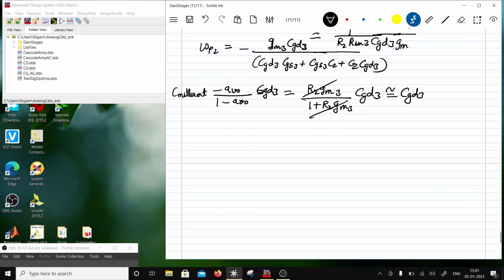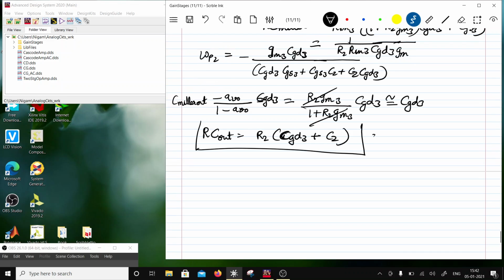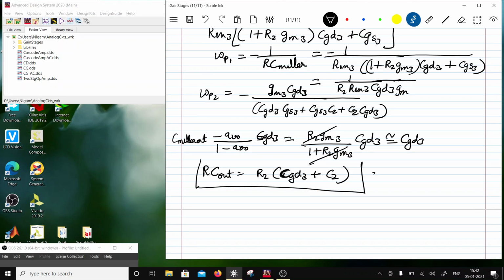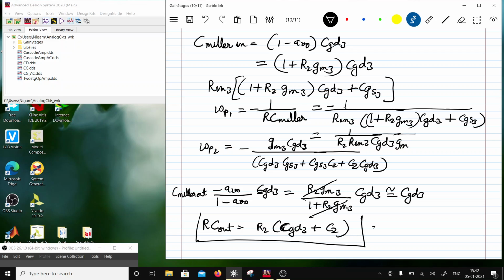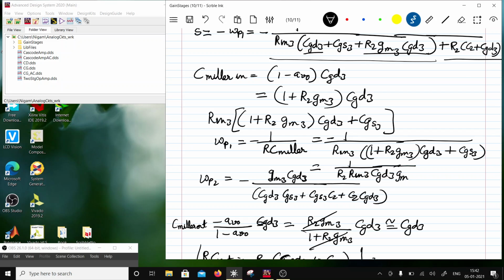So the RC time constant due to the output would be equal to R2 times of CGD3 plus C2. So this is the RC time constant of the output node, right? And 1 over the RC time constant is the contribution to the dominant pole, which is very small, so that's why we neglected it. So this term we neglected. We only consider the RC time constant of the input node, right?